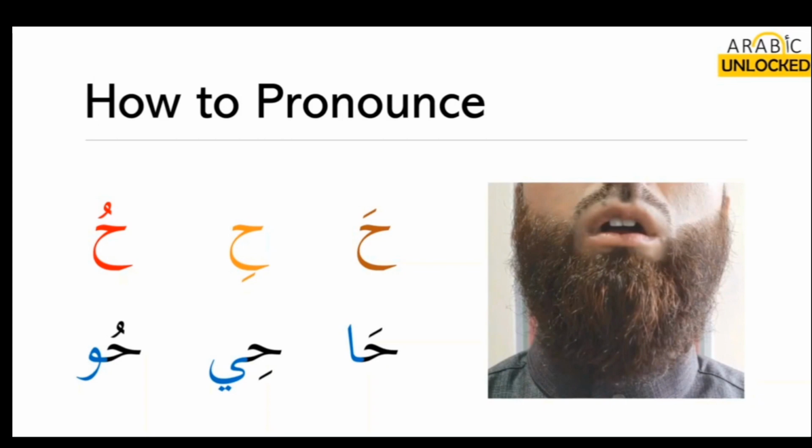With the long vowel alif, the Ha makes a Ha sound, which is similar to the fatha but longer and more stretched. So with the fatha, the sound is Ha, and with the alif, the sound is Ha. With the long vowel Ya, the Ha makes a He sound, and with the long vowel Waw, the Ha makes a Hu sound.